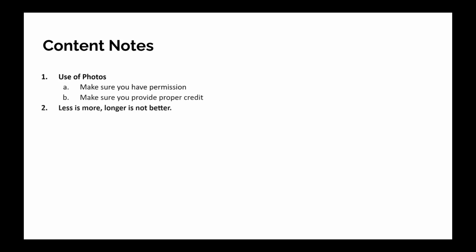So a couple quick notes on the content side of things. Again, when we're using photos or videos, make sure you have permission. Make sure you're giving the proper credit. Sometimes less is more, longer is not always better. You may want to try to limit your story map to about 3 to 5 tabs or different sections within your story map.